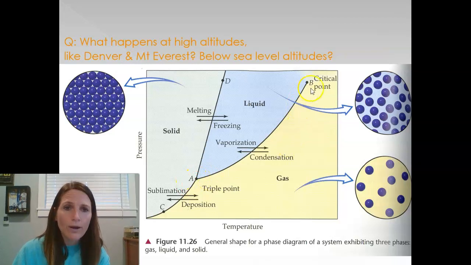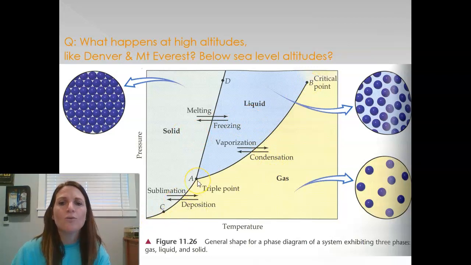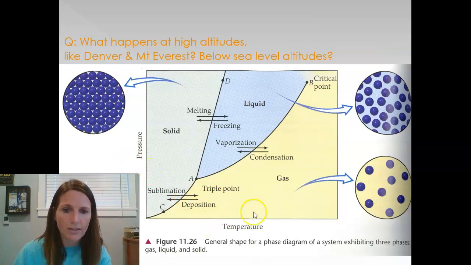We have the critical point at point B. We have solid, liquid, and gas. You have your deposition and sublimation curve here. You have the melting or freezing curve here. And you have the vaporizing or condensing curve here. We also have the arrows showing the phase change on all of these points. We have the pressure on the axis. We have the temperature on the axis.